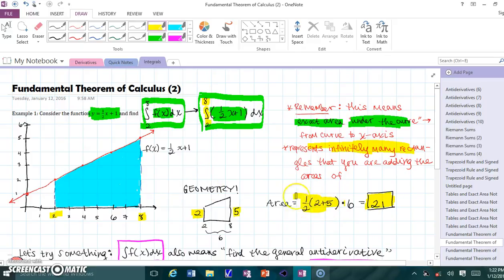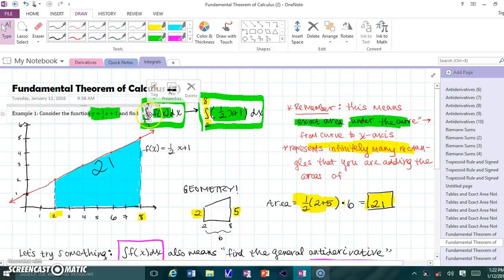I'm averaging my bases, multiplying by the width, which is from 2 to 8, so 6, and I get 21. So 21 is the exact area of this blue region. So we could stop right now and say, okay, well, geometry saved us again, but let's try doing something else.